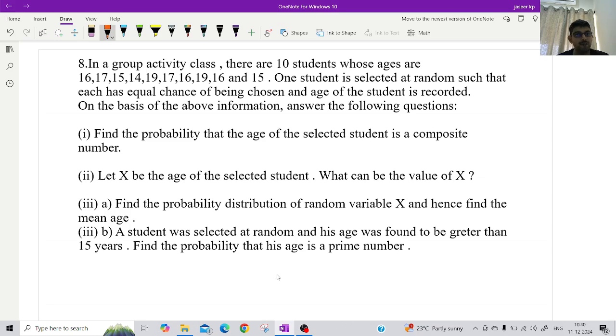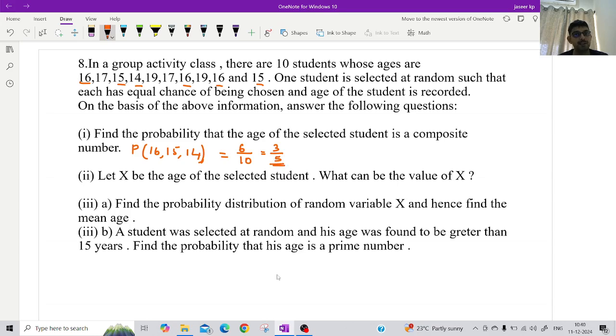So you just have to find the probability of the composite numbers here. 16, 15, 14 are the composite numbers. So how many are there? We'll count: 1, 2, 3, 4, 5, 6. So the answer will be 6 out of 10, that is 3 by 5. So 3 by 5 is the answer for the first part.